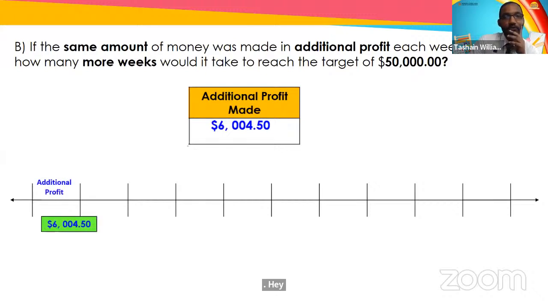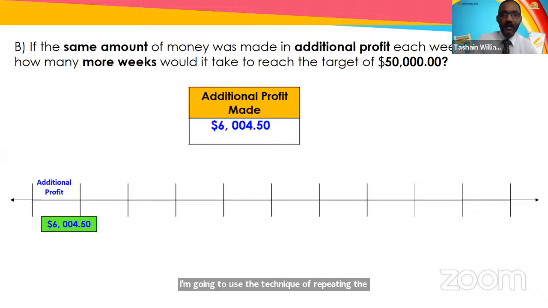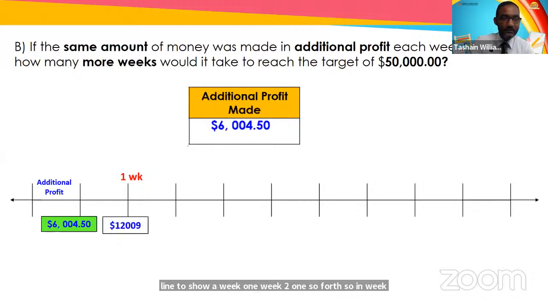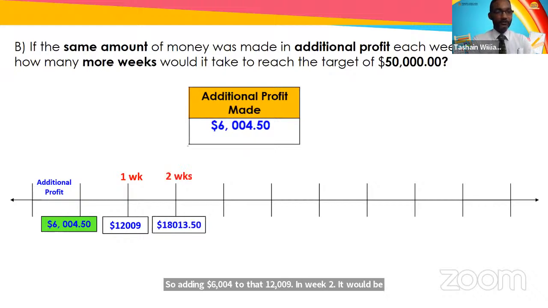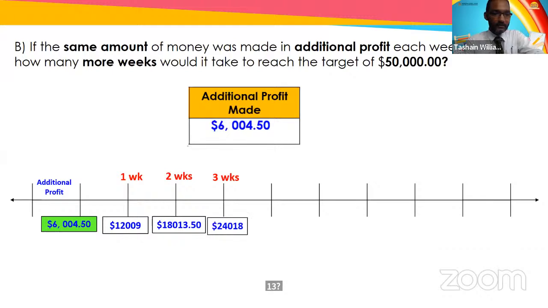If in the first week we made $6,004, the initial period, I'm going to use a technique of repeating the pattern on a number line to show week one, week two, and so forth. After our initial week, adding $6,004 to that gives $12,009. In week two, it would be $18,013.50.